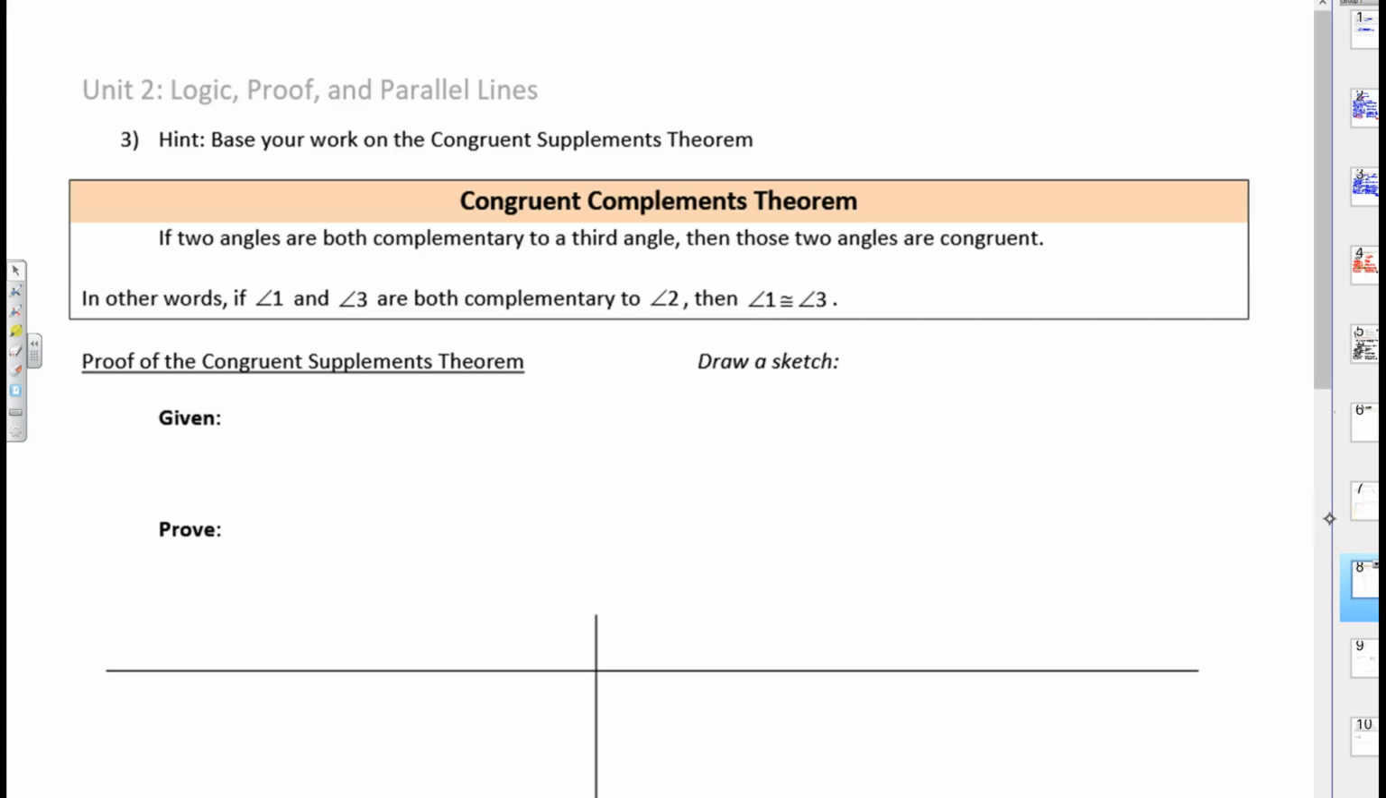Pay close attention. I give you some hints. So right here it says base your work on the congruent supplements theorem. That means it's going to mirror it pretty closely. It's the congruent complements theorem. The names are very similar, therefore they're going to prove very similarly. So go ahead and give those a shot and be sure to check your answers against the online key before you attempt the knowledge check.